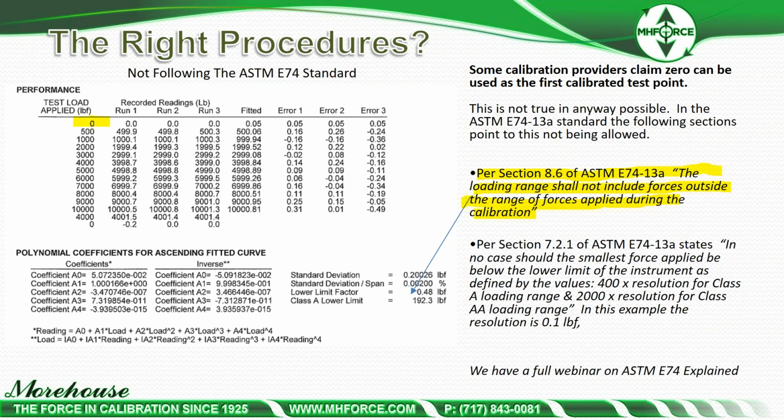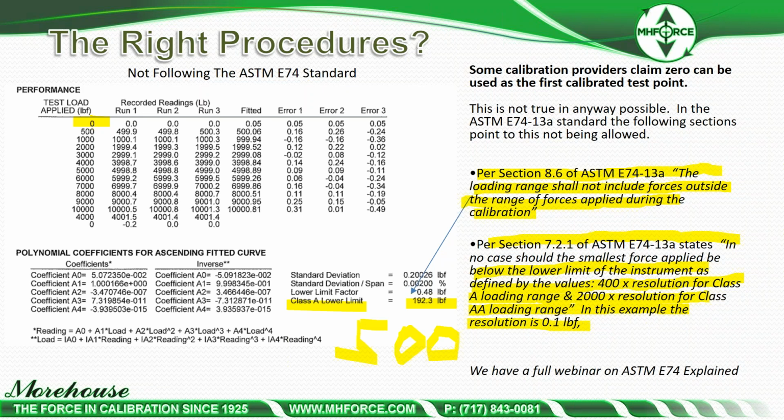My loading range is 0 to 10,000, but then section 7.2.1 states, in no case should the smallest force applied be below the lower limit of the instrument as defined by 400 times the resolution for class A and 2,000 for class B. In this example, the resolution is 0.1, so I cannot use 0 as my first test point. In this example, the lowest I could go for a class A device, which is called out here, is 40 pounds. If I had 40 pounds, I could assign a lower limit of 192.3. I do not have 40 pounds. I have the first test point at 500. Therefore, the best my lower limit can be right here is 500 pounds, not 192.3.